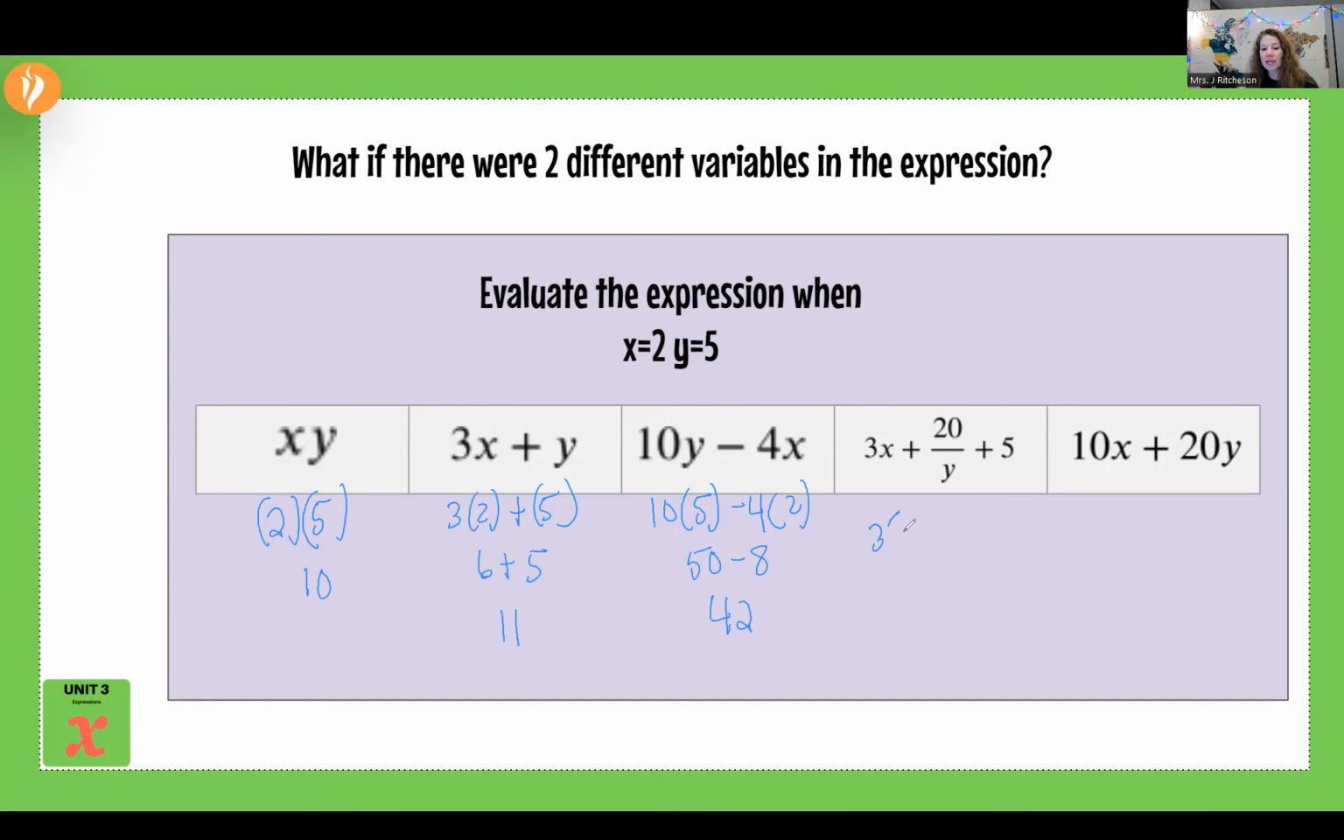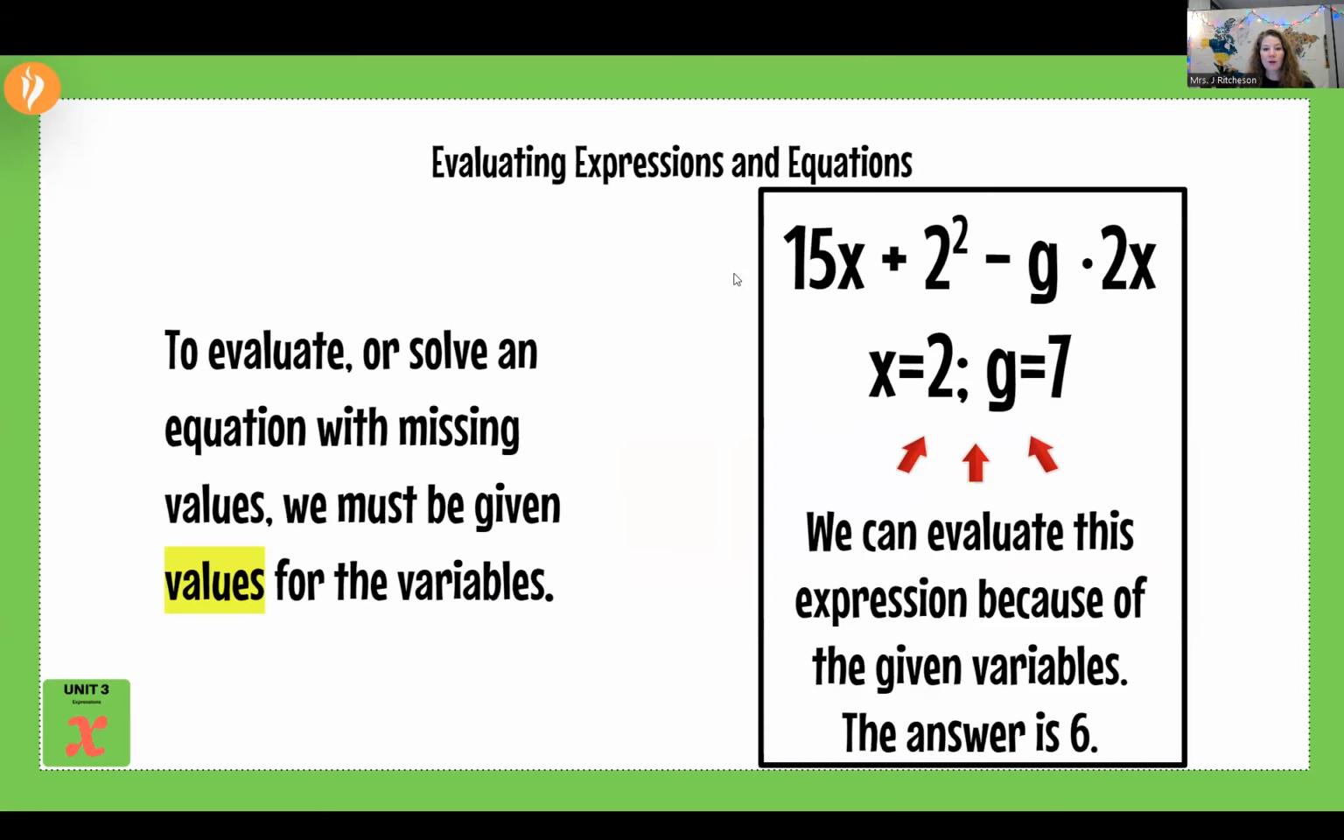The next one, we have 3 times 2 plus 20 divided by 5 plus 5. So we're going to do 6 plus 4 plus 5. And so we have 10 plus 5 is 15. And the last one, 10 times 2 plus 20 times 5. So we have 20 plus 100, and I got 120. Did you guys get the same answers as me? I hope you did.